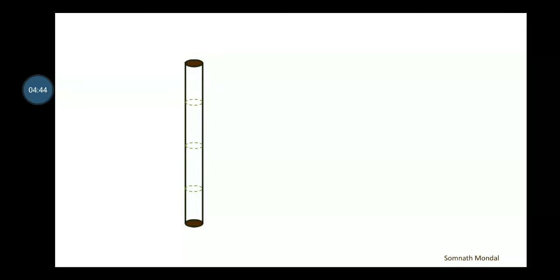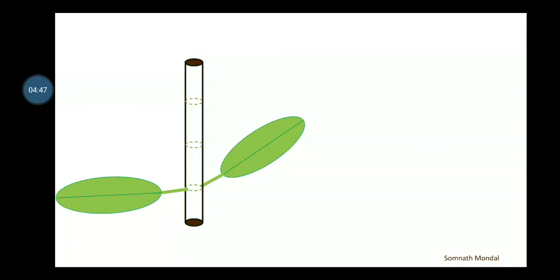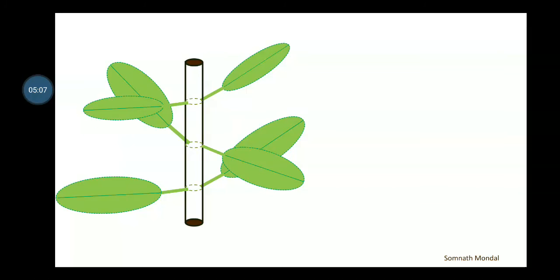Let's have a picture. So this is the first pair of leaves at the lowermost node. Then another pair of leaves just above, and look at that, the position is rotated. How much? By 90 degree. Again, next pair of leaves on the upper node, it is again 90 degree rotated.